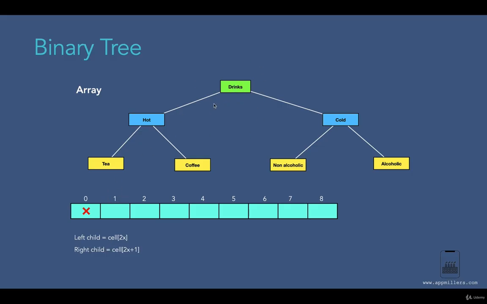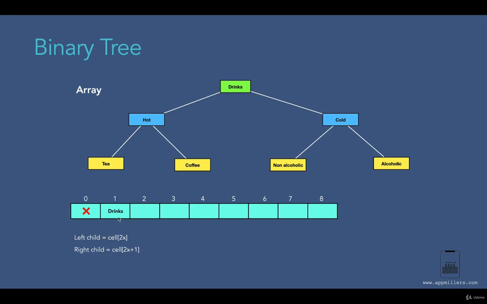So in our case, root node is drink, so we are going to insert root node at the index of 1. So root node always stays at the index of 1. Then we are going to calculate left and right child's indexes in this case. Now in this case, the left child is hot and the right child is cold.